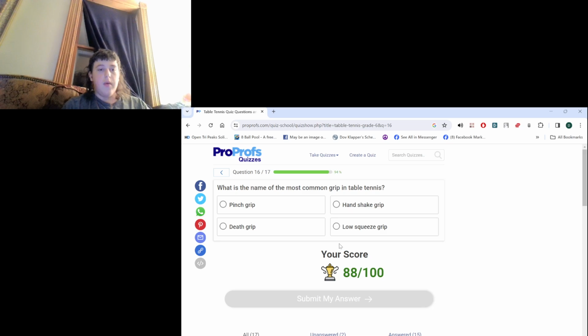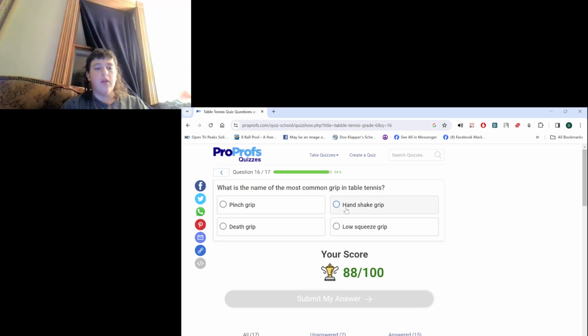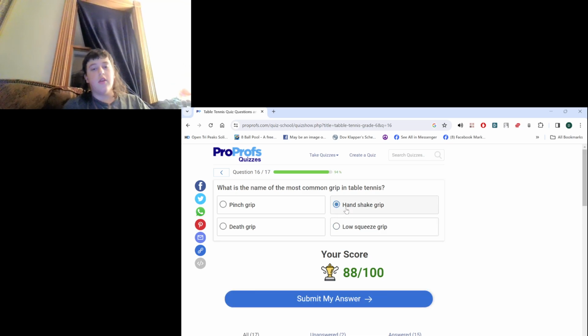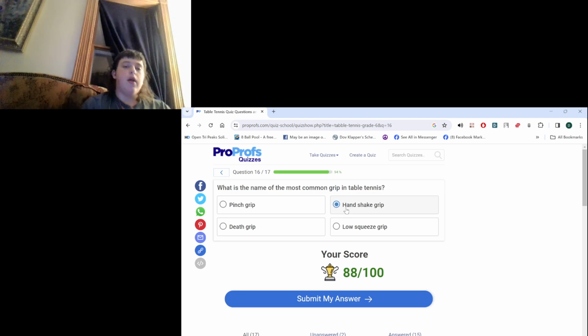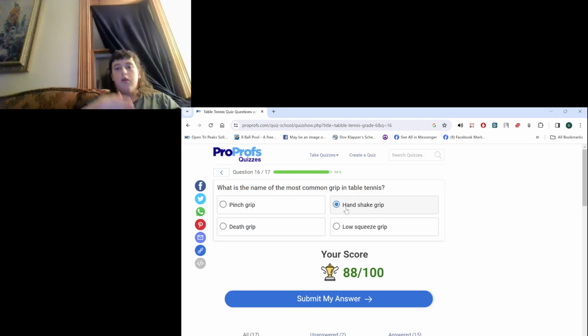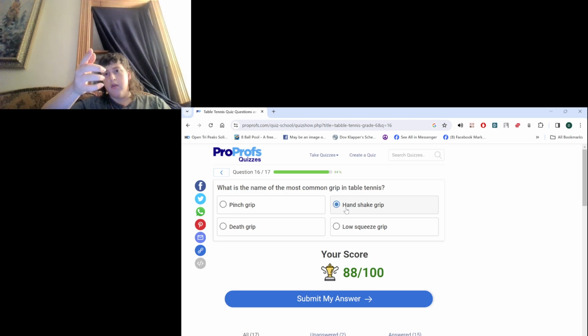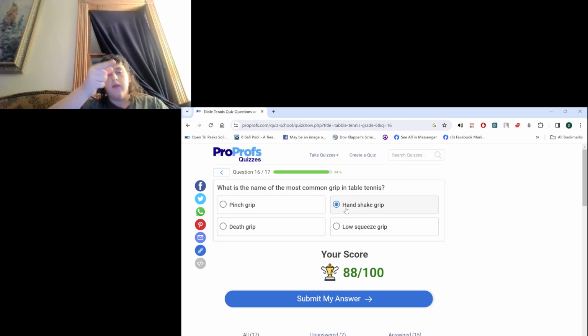What is the name of the most common grip? And currently, this is called... Okay, it's called shake hand, not handshake, but it's a grip where you essentially go like you're going to shake your hand, and you curl in these three fingers and go like this. And at this point, you've gotten the grip.